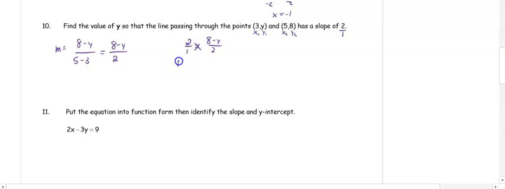When we cross multiply, 1 times 8 minus y is equal to 2 times 2. 8 minus y is equal to 4. We can subtract 8 on both sides. Negative y is equal to negative 4. When we divide by negative 1, y is 4.